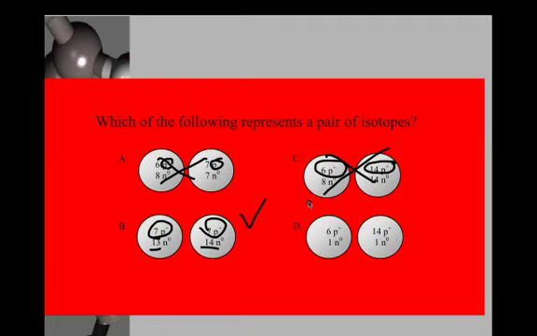Now let's check part D, because it doesn't say there's only one. It says the number of protons should be the same. So 6 and 14 is not the same. Nope, can't be that. So we know the best choice is B. So those are isotopes because the protons are the same and the neutrons are different.